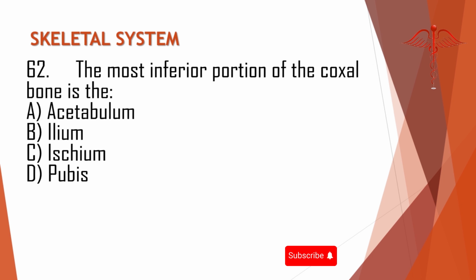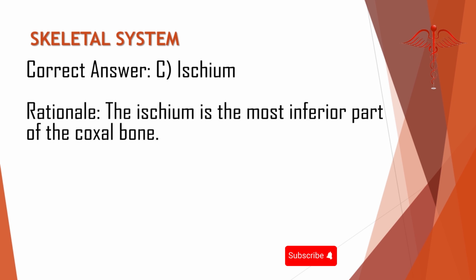62. The most inferior portion of the coxal bone is the A. Acetabulum, B. Ilium, C. Ischium, D. Pubis. Correct answer: C. Ischium. Rationale: the ischium is the most inferior part of the coxal bone.